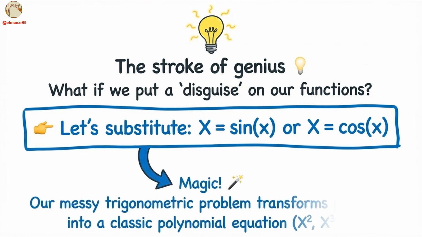Look closely at the arrow in the diagram. It shows us the path of transformation. On the left, we have our monster, that intimidating trigonometric expression. But thanks to our mask, thanks to capital X, the monster instantly transforms, on the right, into a familiar polynomial equation.